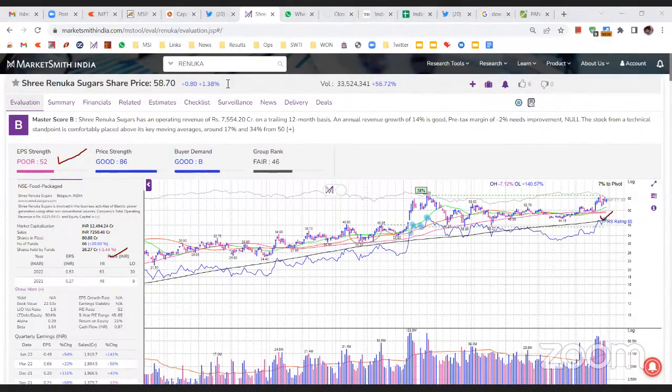Raj, Vakar, can I take some queries? Sure, Vakar. Yeah. Can you give me the chart for Allcargo? Allcargo, sure.